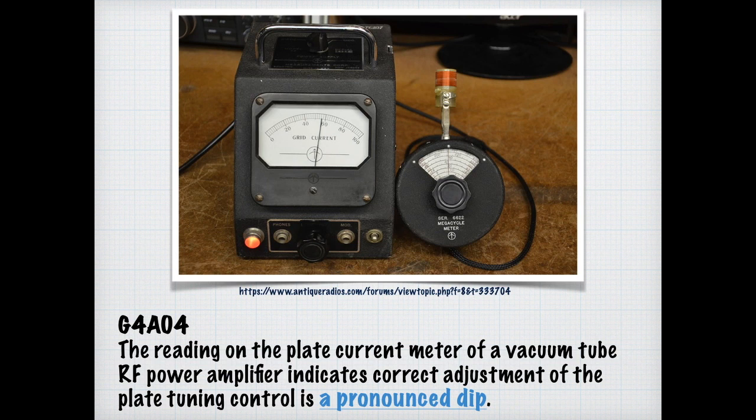This is a photograph of an antique plate current meter or grid dip meter. For the purpose of the exam, you need to know that the reading on a plate current meter of a vacuum tube RF power amplifier indicates a correct adjustment of the plate tuning control is a pronounced dip. And that's where they come up with the grid dip meter, because you get a dip.